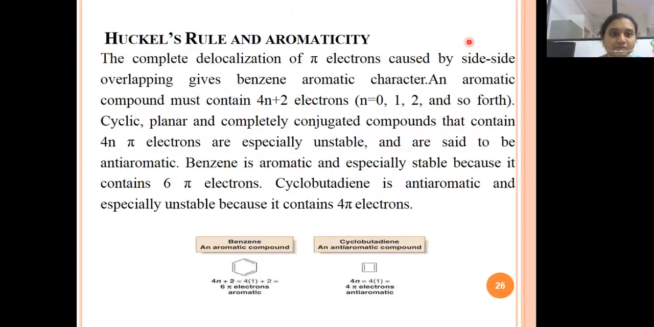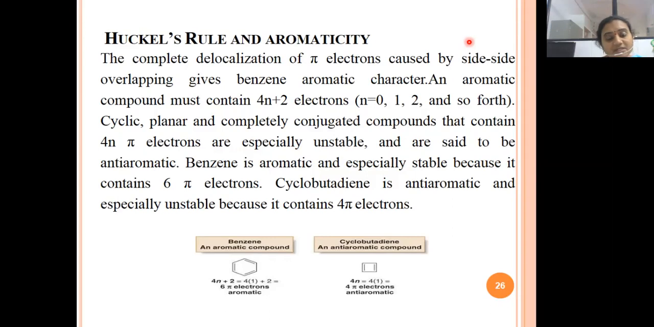Next, coming to Huckel's rule and aromaticity. Huckel's rule refers to the number of electrons, not the number of atoms. For example, 2, 6, 10, 14, 18 and so on are the numbers of electrons that satisfy Huckel's rule, so those compounds are known as aromatic compounds. So what are the main criteria for a compound to be known as an aromatic compound and to satisfy Huckel's rule?